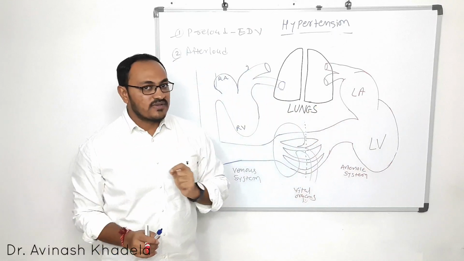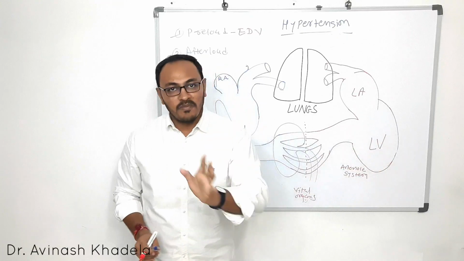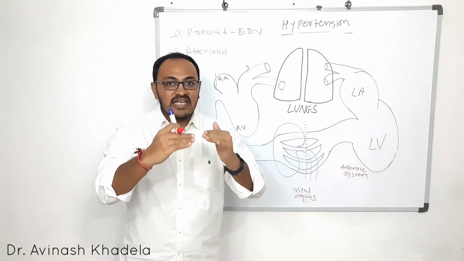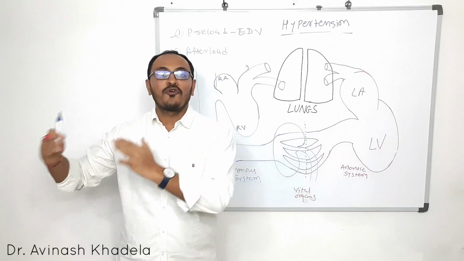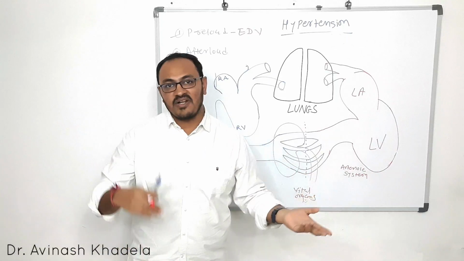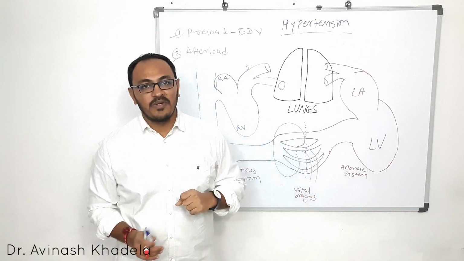Frank-Starling's law says that when the ventricular system is filled with more blood, it will contract with more force. So filling is directly proportional to the force of contraction. If filling is more, contraction is more. If filling is less, contraction is less. We need to understand this concept before we go to the concept of preload.